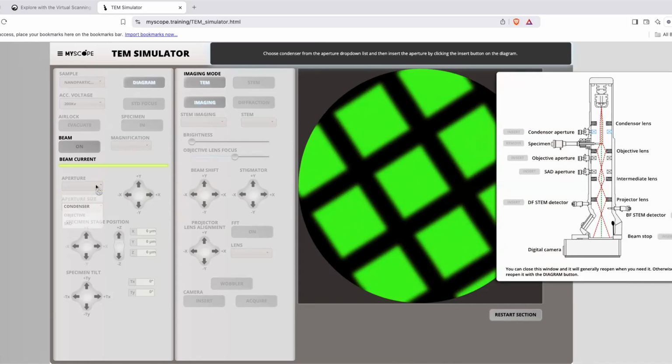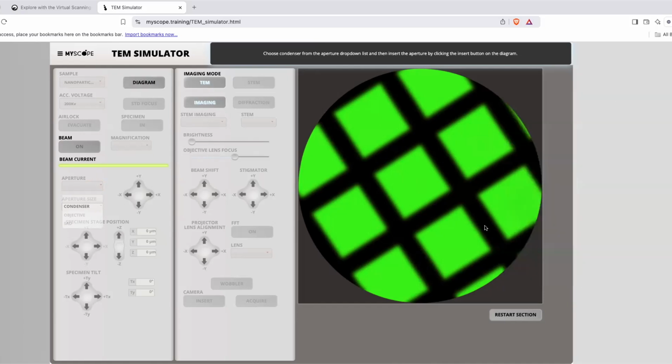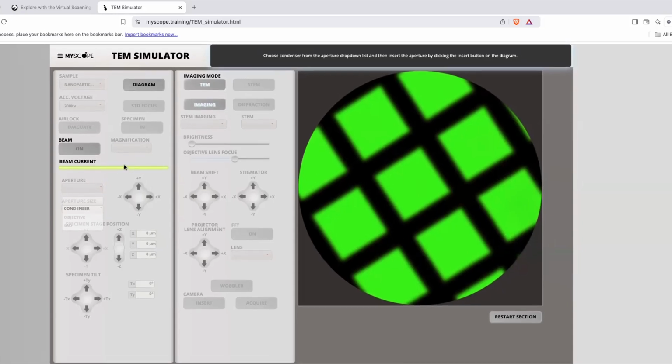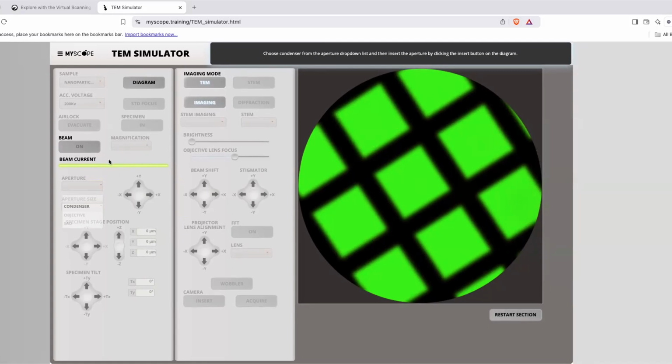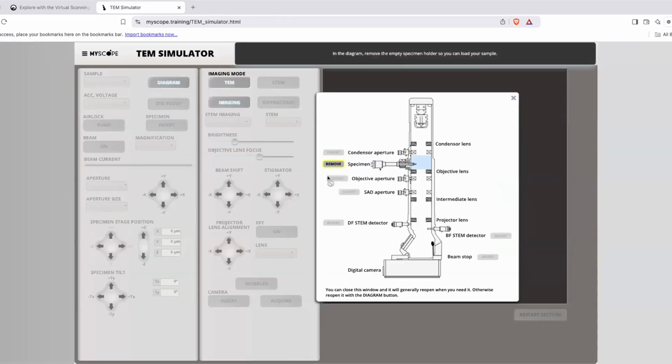Then you have to put some aperture. Oh, yes. Okay, I have to restart this for some reason. Let me do that.